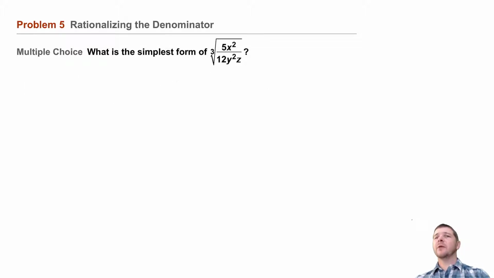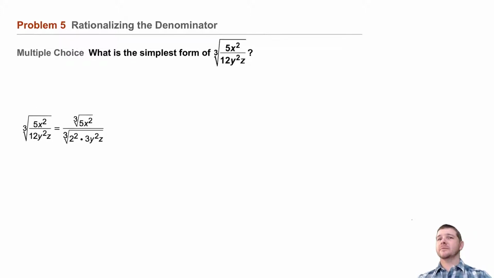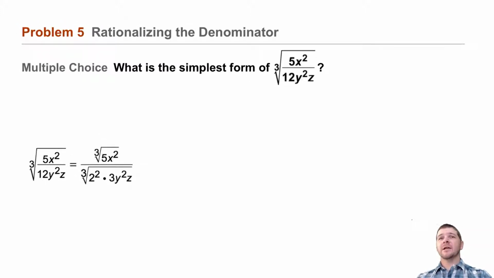Well, first take note. We can rewrite the cube root of 5x squared over 12y squared z as the cube root of 5x squared over the cube root of 2 squared times 3 times y squared times z. Take note what we've done here. In addition to writing the cube root of the numerator over the cube root of the denominator, essentially distributing the cube root of the rational number both to the numerator and denominator, we've started to rewrite the denominator in a way that helps us to establish perfect cubes and rationalize that denominator.